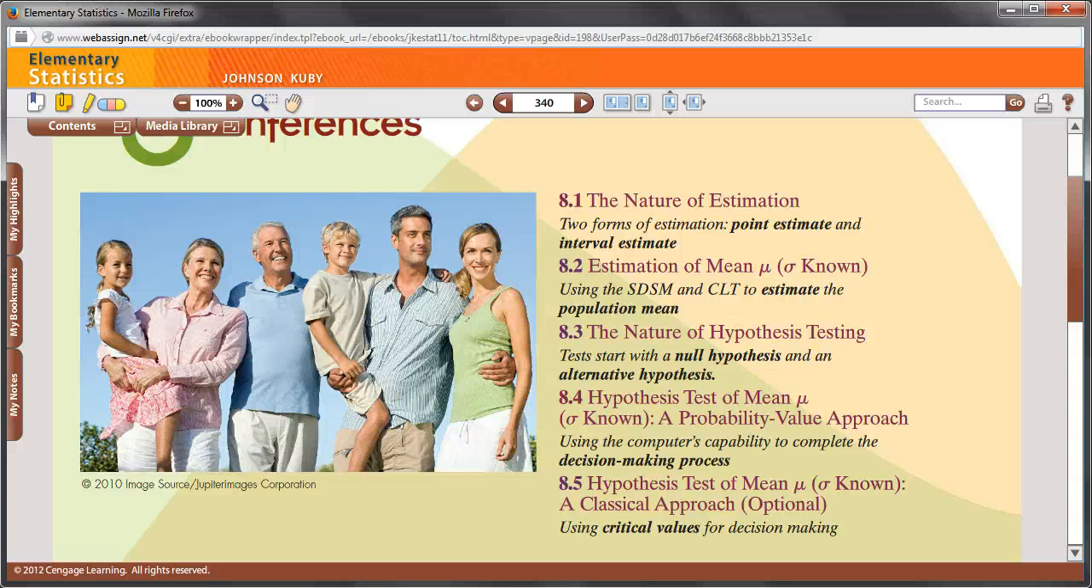8.4 and 8.5 are kind of parallel. We talk about one method in 8.4 and the second method in 8.5. According to our textbook authors, the second method, the classical approach of 8.5, is an optional topic. But I disagree. I encountered a lot of instances where the classical approach of 8.5 is superior. Of course, there are some cases where the 8.4 method is easier to understand.